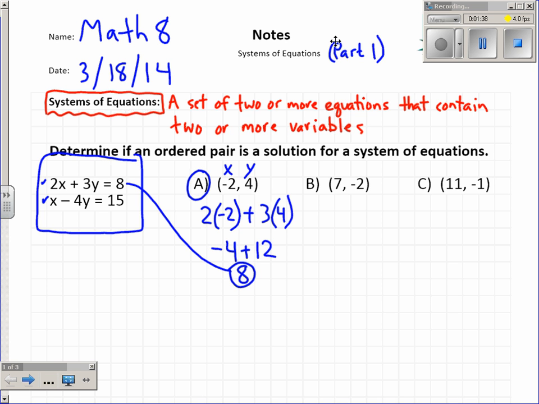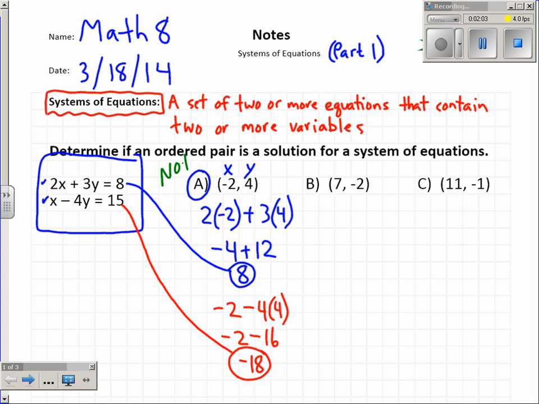So here I have x minus 4y. Here I'm going to bring down the negative 2 minus 16. Negative 2 minus 16 is negative 18. Does that match what they got? No, it does not. So the answer to letter A is that it is not a solution. Because when you plug in the x and the y into both equations, you don't get the answer that they got.